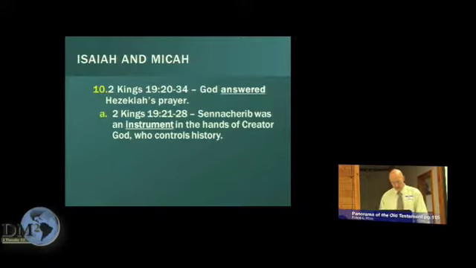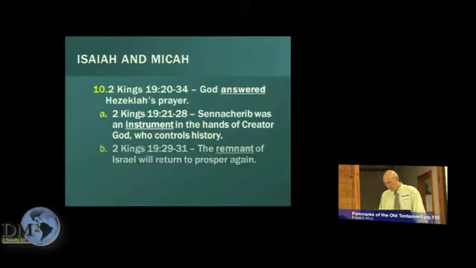Then this shall be the sign for you. You will eat this year what grows of itself, in the second year what springs from the same, and in the third year sow, reap, plant vineyards, and eat their fruit. God gives Hezekiah a sign that these things are going to come about. So the remnant of Israel will return and prosper again, even with the Assyrians doing what they're doing at this point. The surviving remnant of the house of Judah will again take root downward and bear fruit upward. For out of Jerusalem will go forth a remnant, and out of Mount Zion survivors.